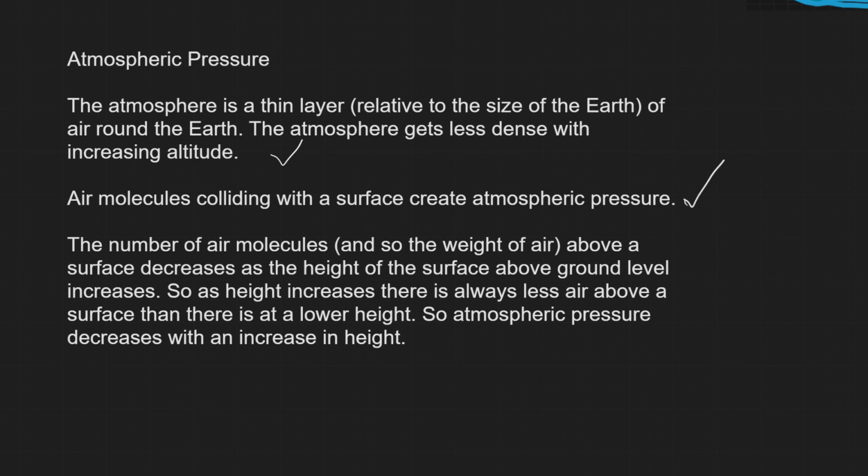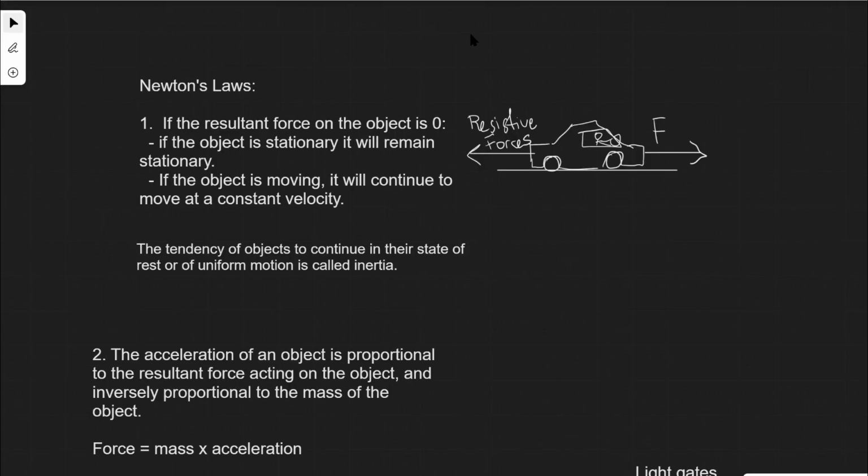Additionally, the weight of the air above us is really important. The number of air molecules and the weight of the air above a surface decreases as the height of the surface increases. As the height goes up, there's always less air above the surface, so the atmospheric pressure decreases with height.